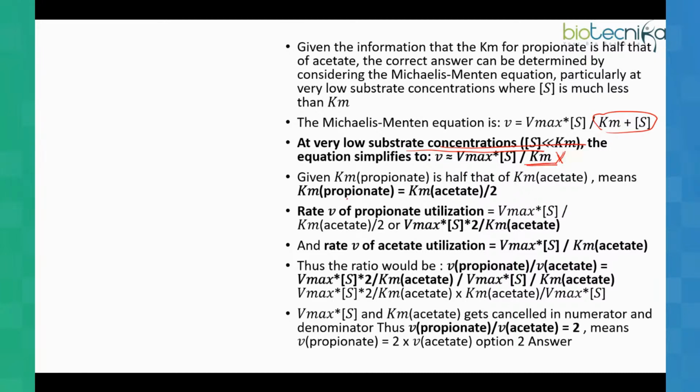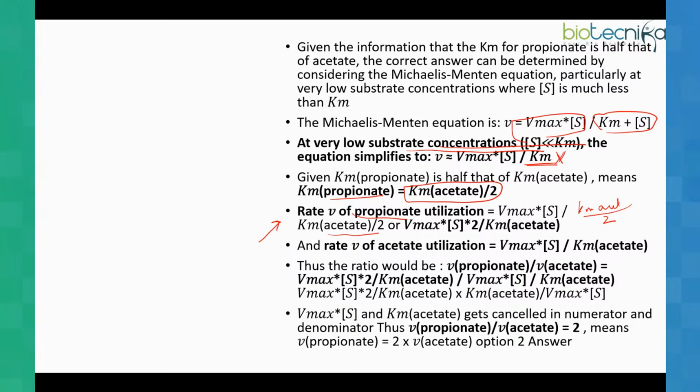So if we take Km of propionate, it's already given that it is Km of acetate divided by 2. So first we will calculate V0 of propionate. Let's put it in the equation, that is Vmax into S divided by, you have to take acetate by 2. We saw Km of propionate was Km of acetate by 2. So this is your equation: V0 is equal to Vmax into S divided by Km of acetate by 2.